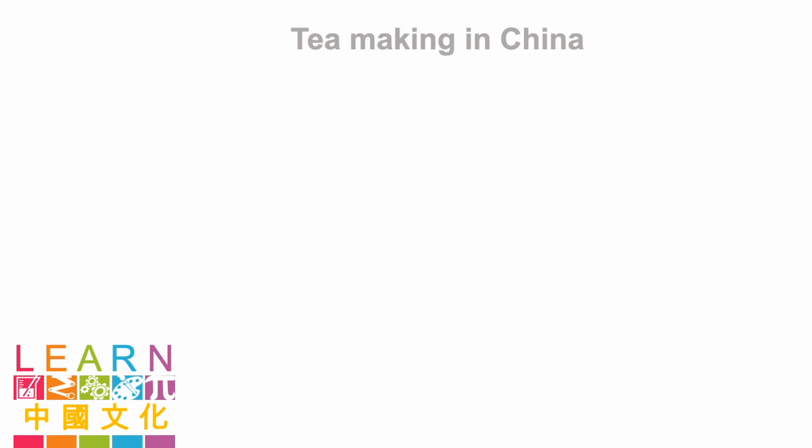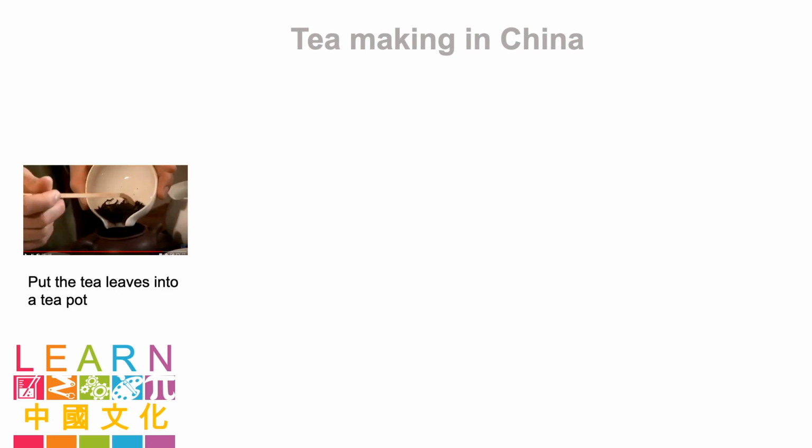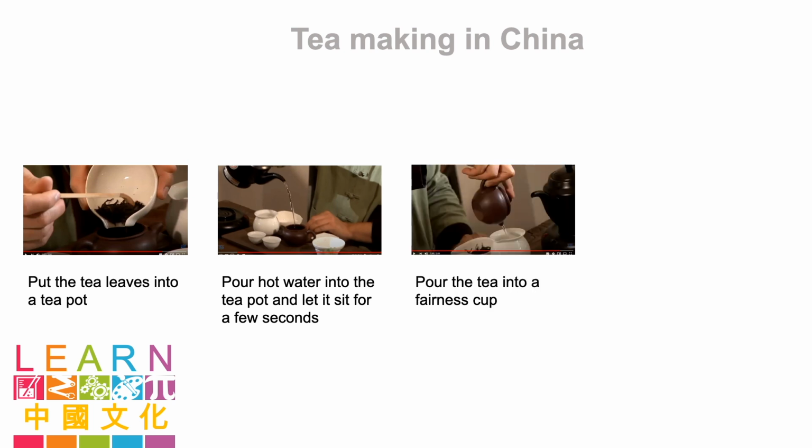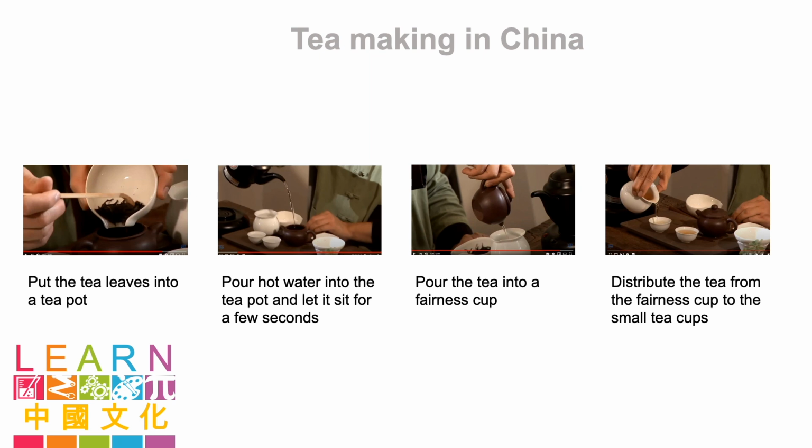Let me show you how to make Chinese tea. First, we put the tea leaves into a teapot. Then, we pour hot water into the teapot and let it sit for a few seconds. After that, we pour the tea from the teapot into a fairness cup. Finally, we distribute the tea from the fairness cup to small teacups.